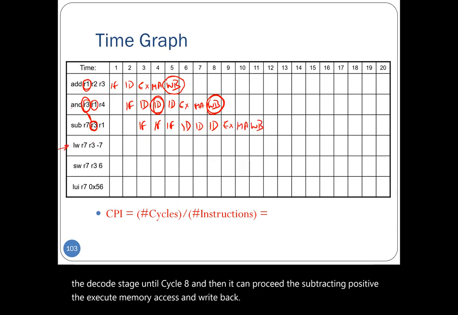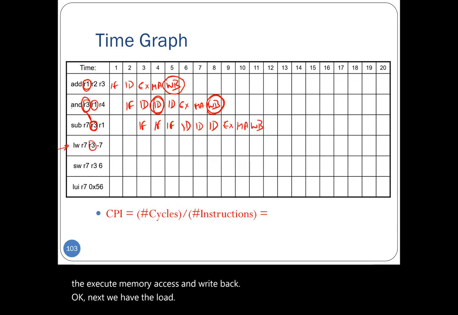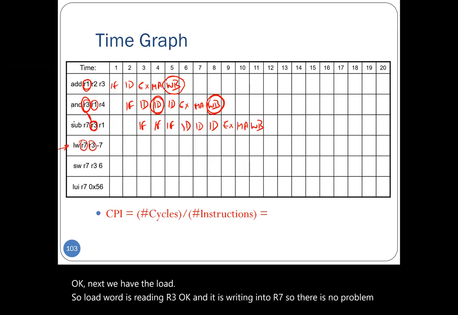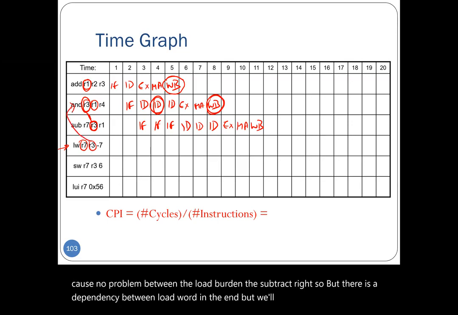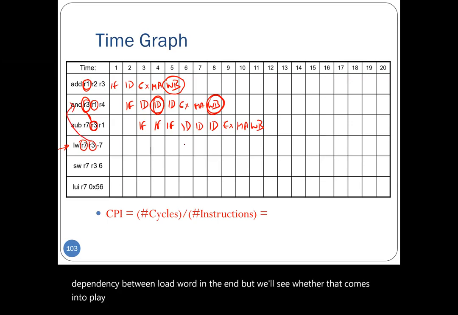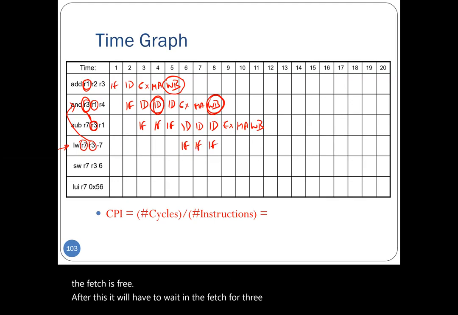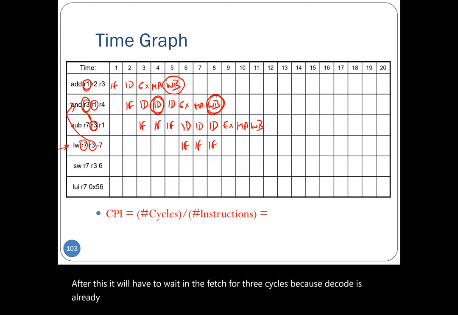So load word is reading R3, okay, and it is writing into R7. So there is no problem between the load word and the subtract, right? But there is a dependency between load word and the AND, but we'll see whether that comes into play here. So load word would start fetching here in cycle 6 when the fetch is free. After this, it will have to wait in the fetch for 3 cycles because decode is already occupied by the subtract instruction. Now it will first enter the decode in cycle 9.